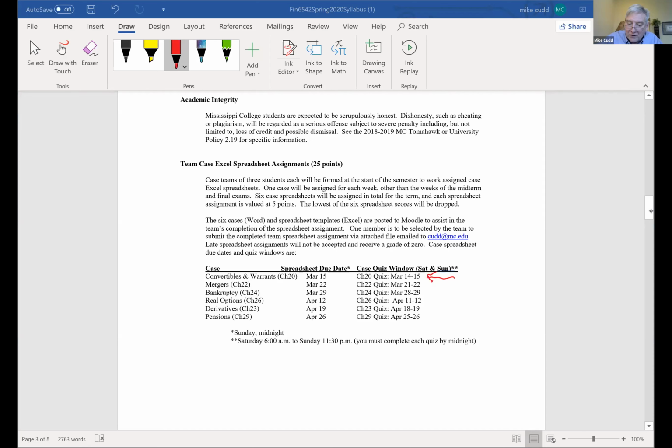It jumped on me. I forgot I've got a border going here. Well, there we go.